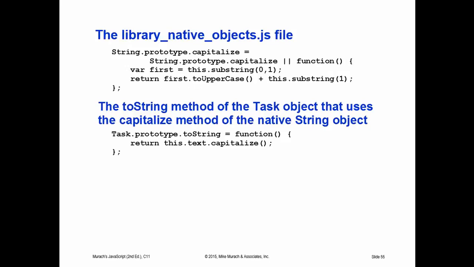So the last part of the chapter, starting on page 352 and going on for the next 6 or so pages, uses some of the advanced skills to further enhance the Task Manager app. The native objects library adds a capitalized method to the native string object. The storage library file has been enhanced to separate the functionality that gets strings in and out of local storage.